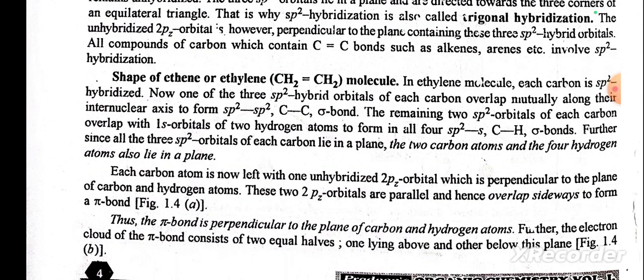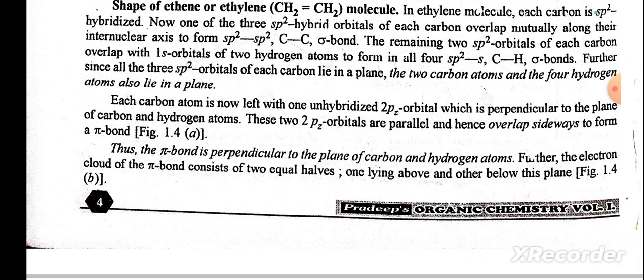The shape of the ethene molecule. In the ethene molecule, each carbon is sp2 hybridized. Now, one of the three sp2 hybridized orbitals of each carbon overlaps head-on along the internuclear axis to form the sp2-sp2 carbon-carbon sigma bond. The remaining two sp2 orbitals of each carbon overlap with the 1s orbitals of hydrogen atoms to form all four sp2-s carbon-hydrogen sigma bonds. Further, since all three sp2 orbitals of each carbon lie in a plane, the two carbon atoms and the four hydrogen atoms also lie in a plane.